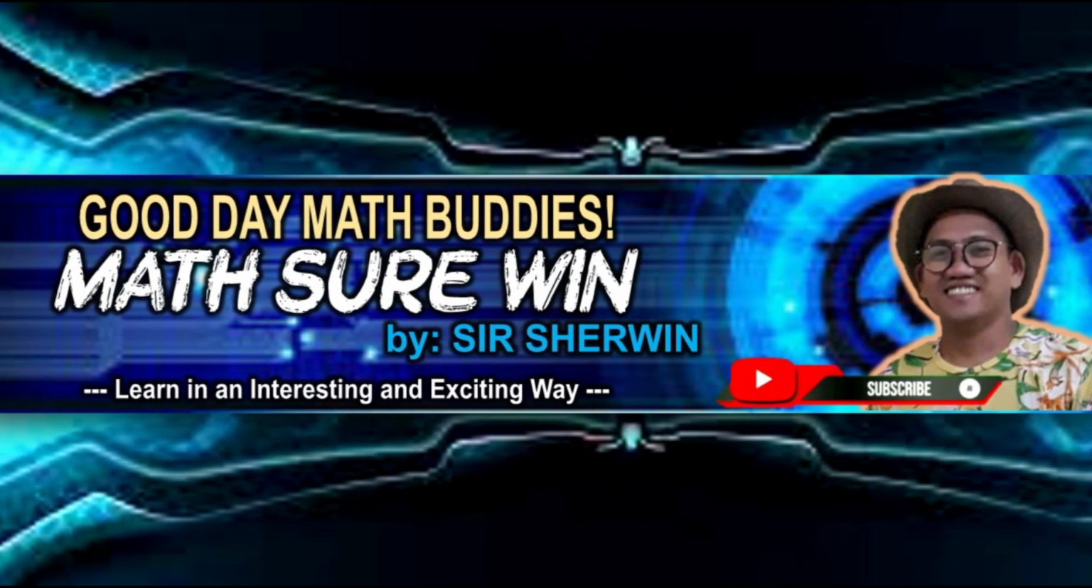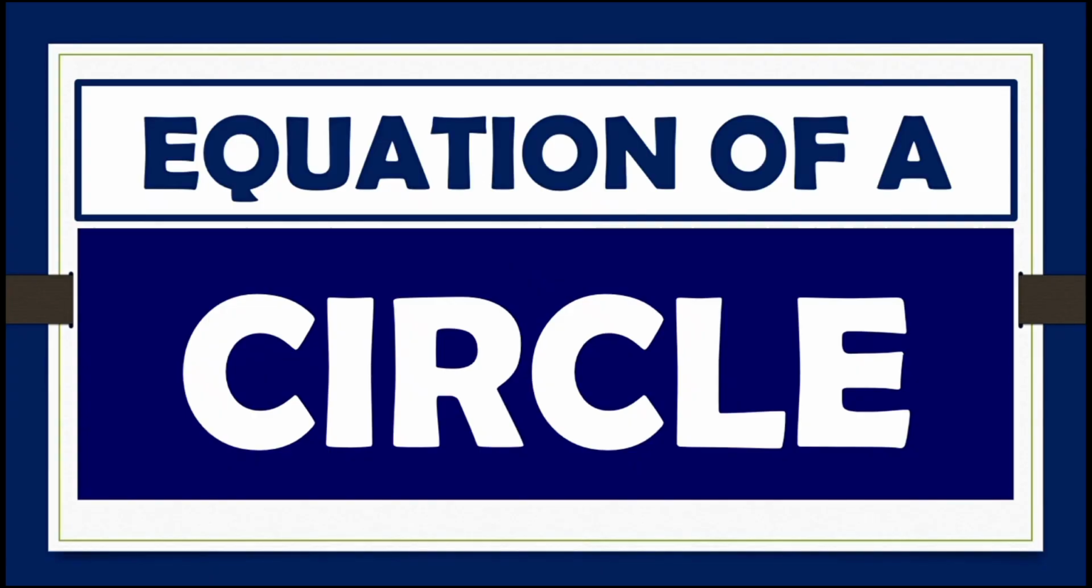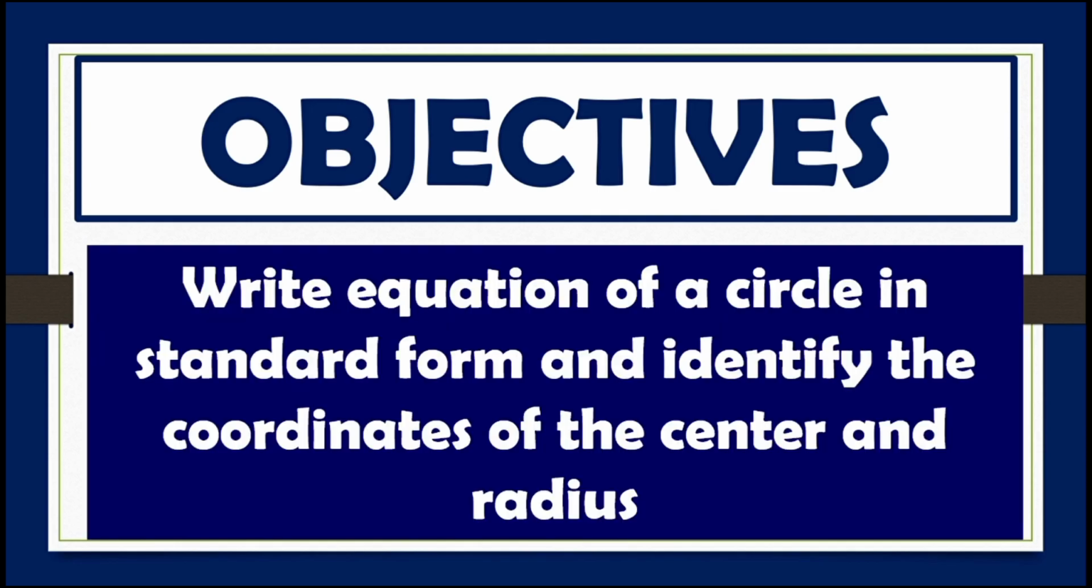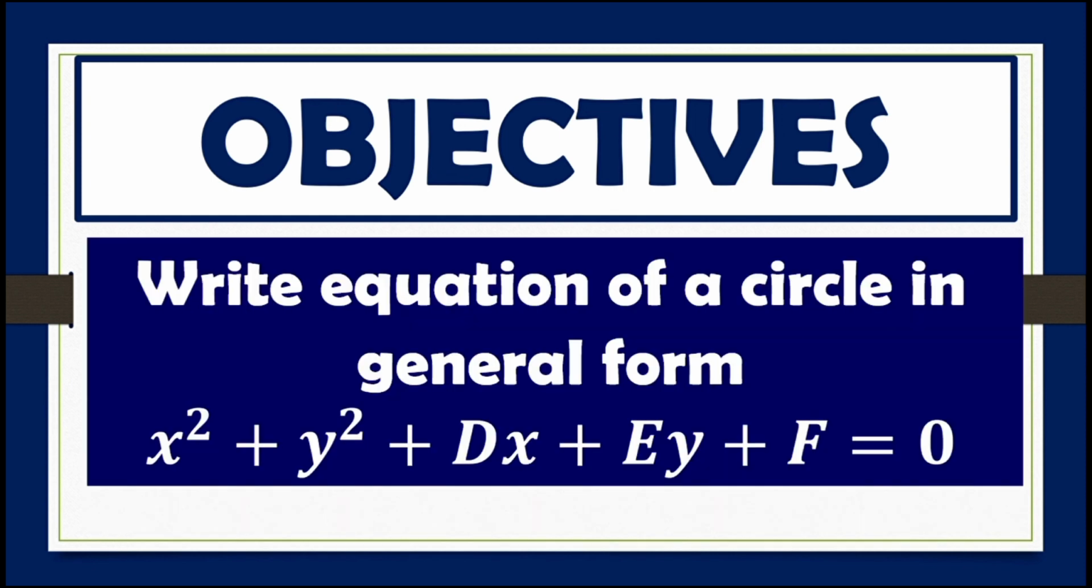For today's video, we will be discussing all about equation of a circle. Of course, we will be guided with these objectives. First, write equation of a circle in standard form and identify the coordinates of the center and radius. And write equation of a circle in general form: x squared plus y squared plus dx plus ey plus f equals 0.